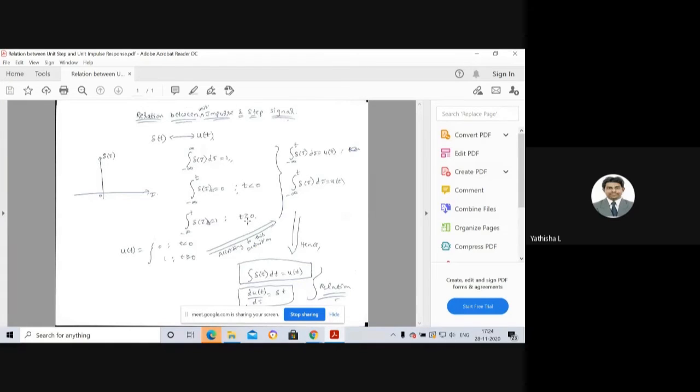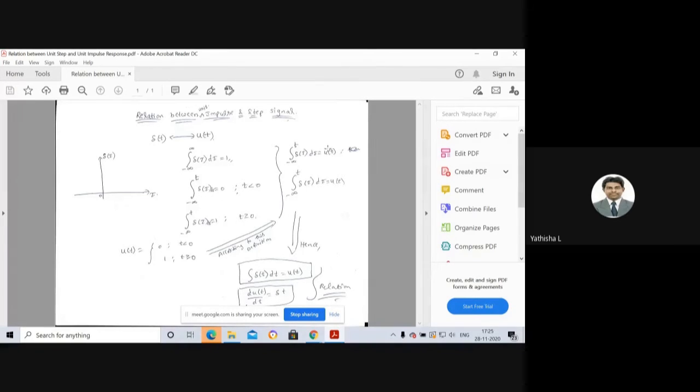In this case, the value of this integral from minus infinity to t of del of tau d tau is 1. Then I will move on to the unit step definition. We are all aware of this. U of t is equal to 0 for t less than 0, and 1 for t greater than or equal to 0. According to this definition, we can write the integral from minus infinity to t of del of tau d tau in terms of 1 or 0.